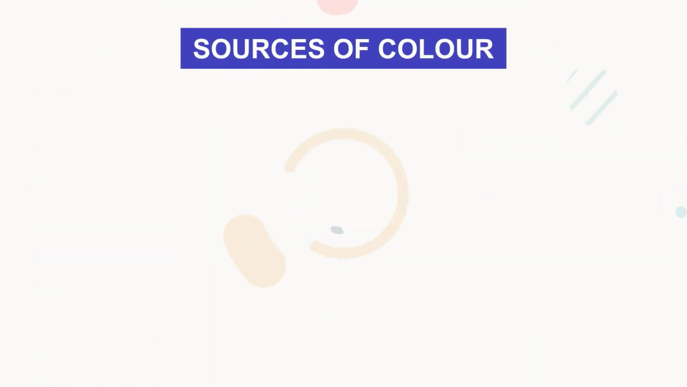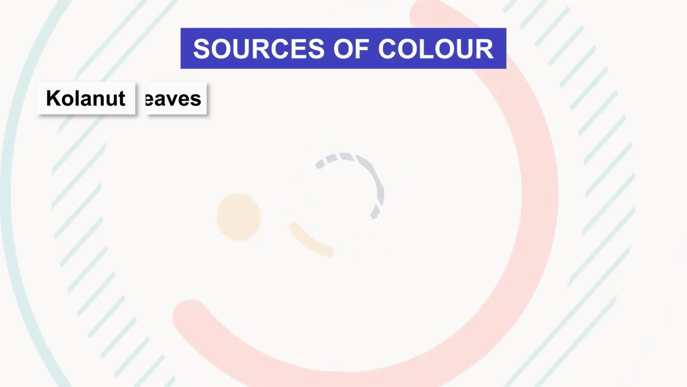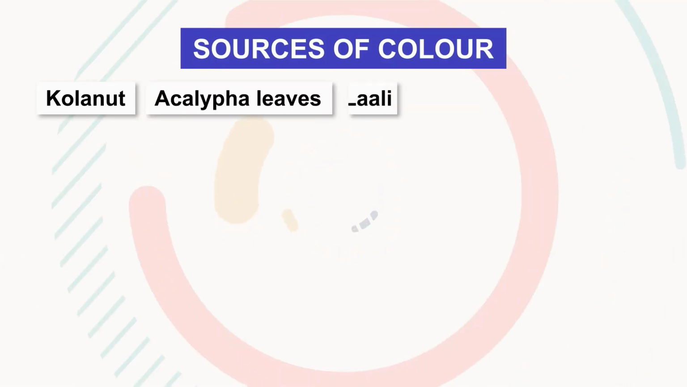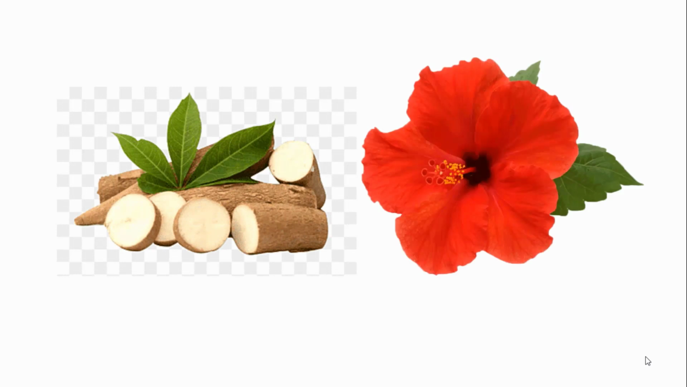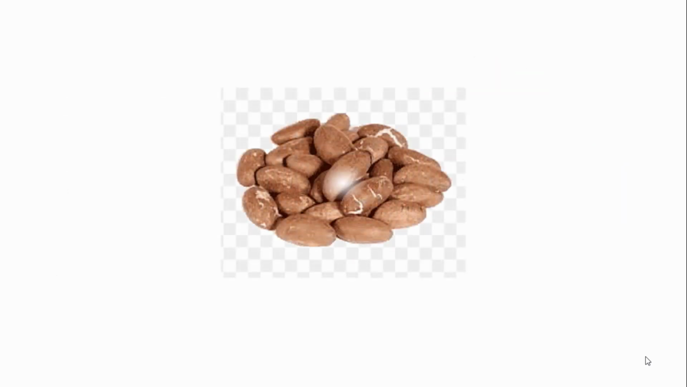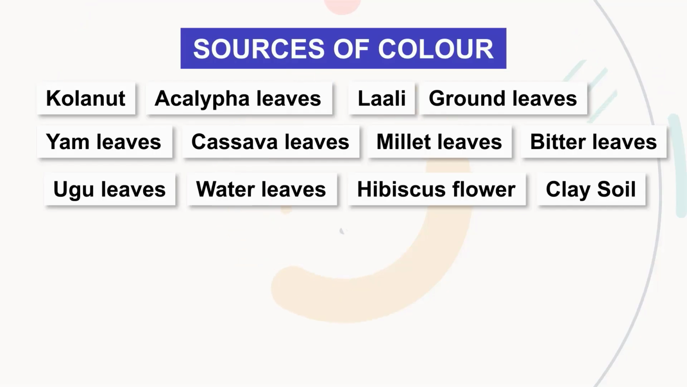Sources of color. Kola nuts, alfalfa leaves, lali, ground leaves, yam leaves, cassava leaves, millet leaves, bitter leaves, ugu or pumpkin leaves, water leaves, hibiscus flower, and clay soil.